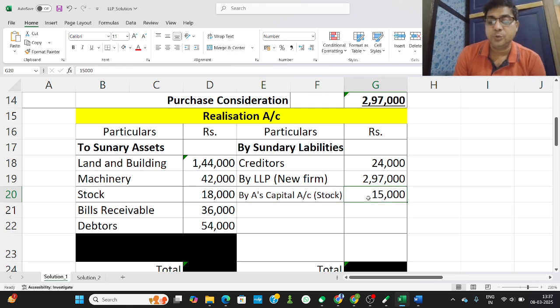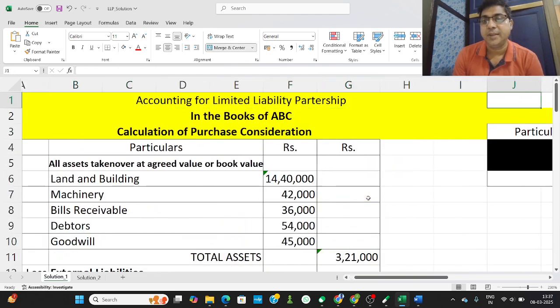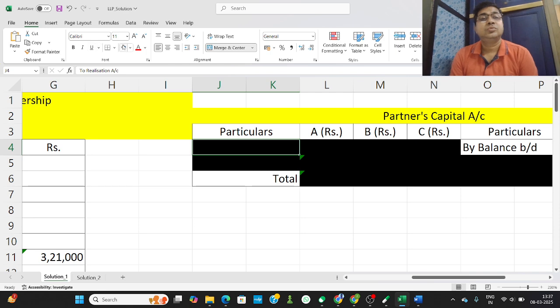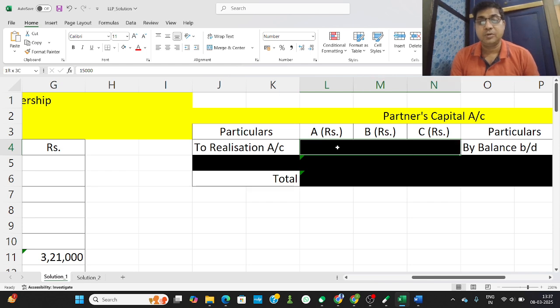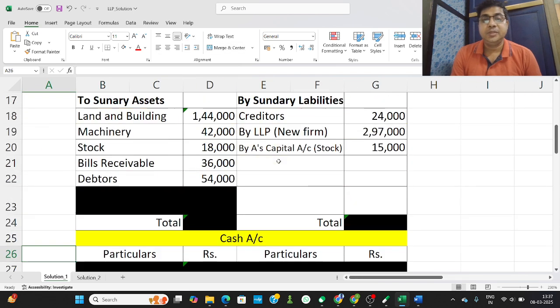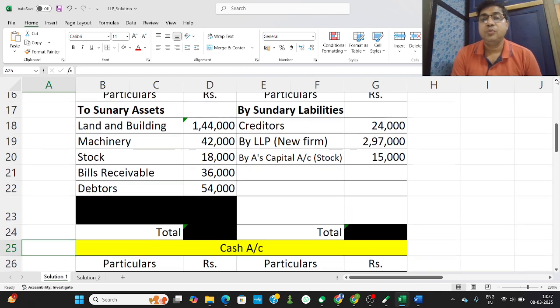The same thing we have to record in partners capital account debit side. So we have to show to realization, and we have to record it is taken over by A. In A's column we have to put only 15,000. Clear?